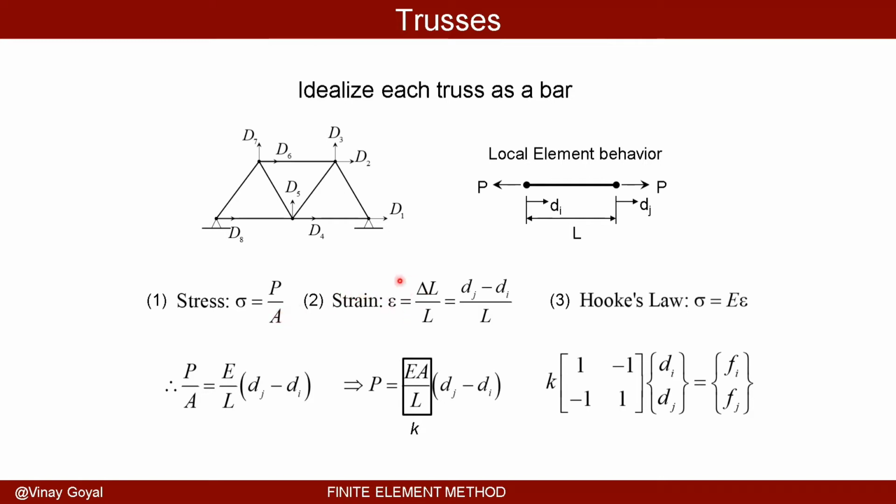We also know that the strain is the change in length, where say the original length is L. So the strain has to be the change in length of this bar divided by the length. In this case, the change in length is this degree of freedom, this deflection dj, minus the degree of freedom here, that deflection di. So dj minus di divided by L gives me the strain.